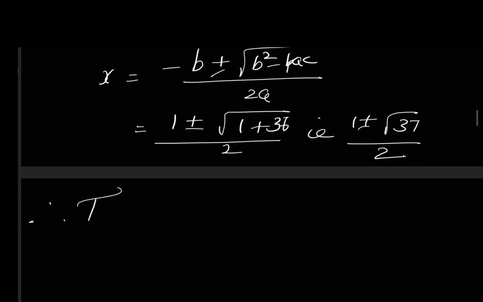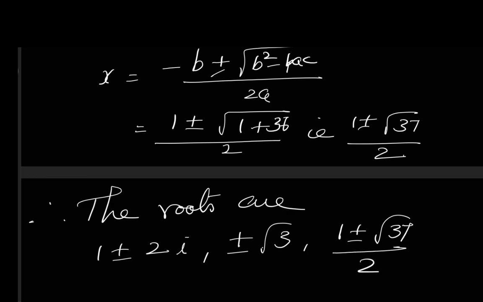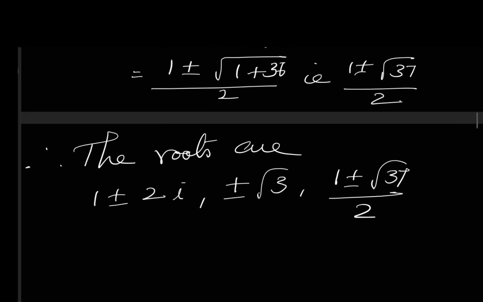Therefore the roots are 1 plus or minus 2i, plus or minus root 3. Just now we have got 1 plus or minus root 37 by 2. See, root 37 is an irrational number. You have plus or minus, because irrational numbers also always occur in pairs. So that problem is over. Thank you.